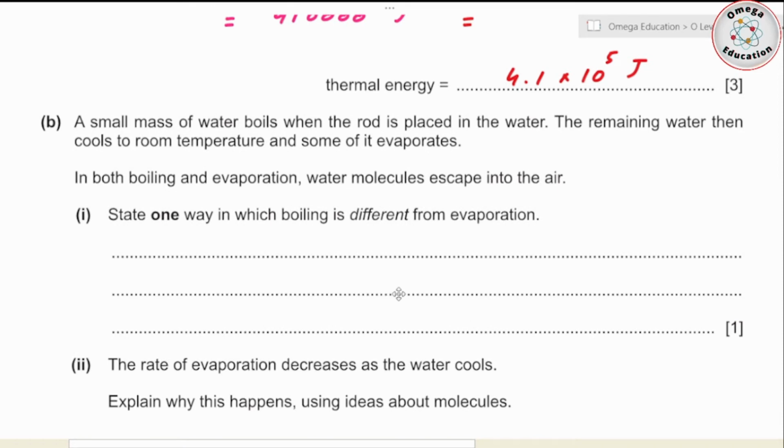Moving on to the next one, part B says a small mass of water boils when the rod is placed in the water. The remaining water then cools to room temperature and some of it evaporates. In both boiling and evaporation, water molecules escape into the air. State one way in which boiling is different from evaporation. So this is a very general question, and also a very easy one. You simply say boiling occurs at a specific temperature, that is a boiling point. However, evaporation can occur at any temperature.